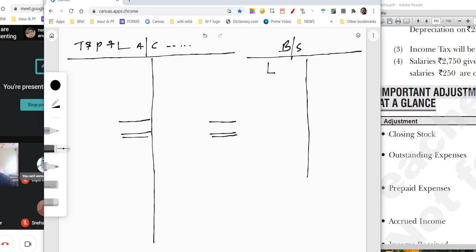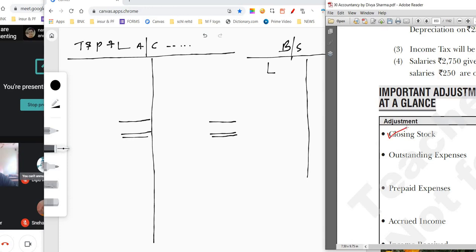So closing stock we have done. That is done. Very good. Everyone's revision is good, and everyone's understanding is also good. That is very good. Now the second one, outstanding expenses. Write in your copy. Wait a minute. First you write outstanding expenses.